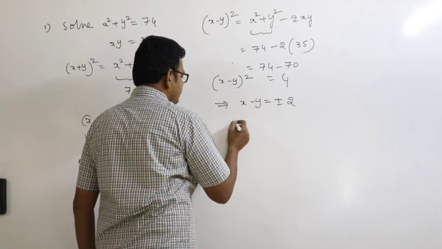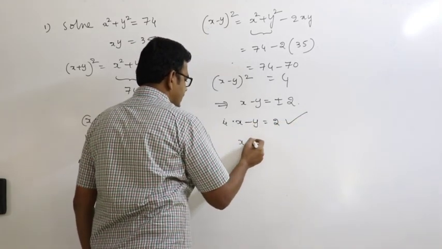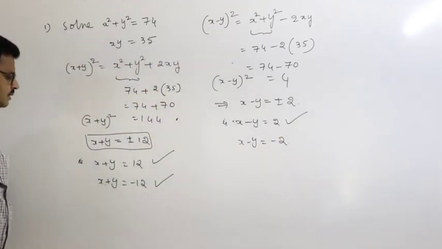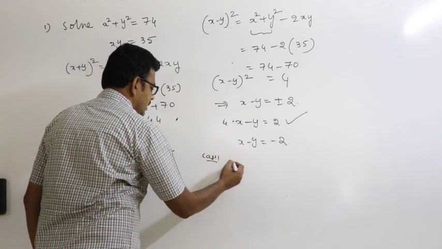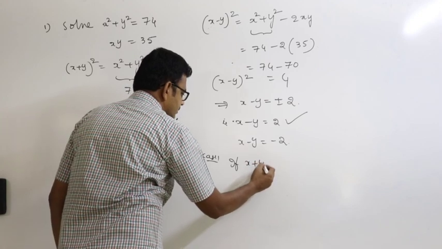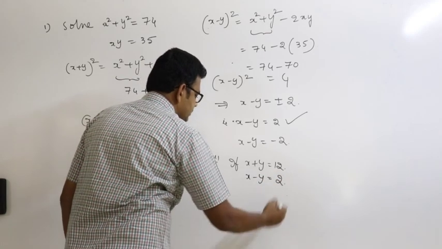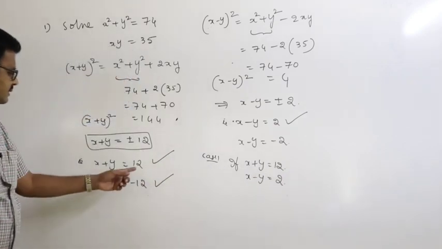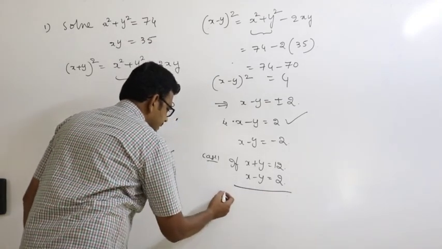That is x minus y is equal to plus 2, one equation, and x minus y is equal to minus 2, one equation. Now solve the equations. That means case 1, I am taking x plus y is equal to plus 12 and x minus y is equal to plus 2. Now solving these two, I am adding these two.